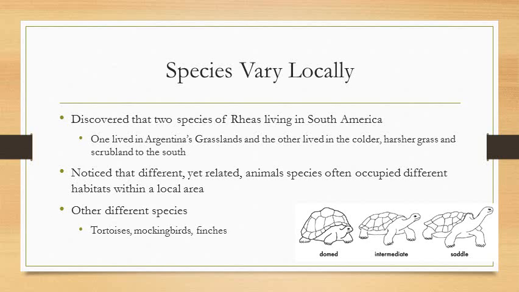He also noticed that they were different but very relatable, or they looked like they would be the same species, but occupied different habitats within a local area. So in this example, we're going to talk about tortoises. So here I've got 3 different types of tortoises. I have domed, intermediate, and saddle. They are all types of tortoises, but they are different species. So they lived in the same area, but in slightly different habitats so that they could all survive. Mockingbirds were the same, and finches. So each one of these lived in a similar area, but in a different habitat that they had evolved to be successful in.